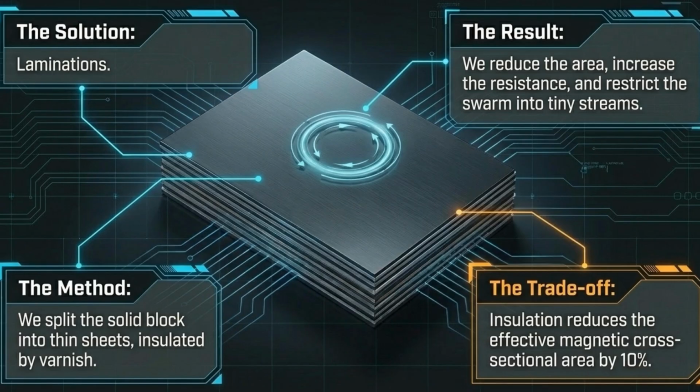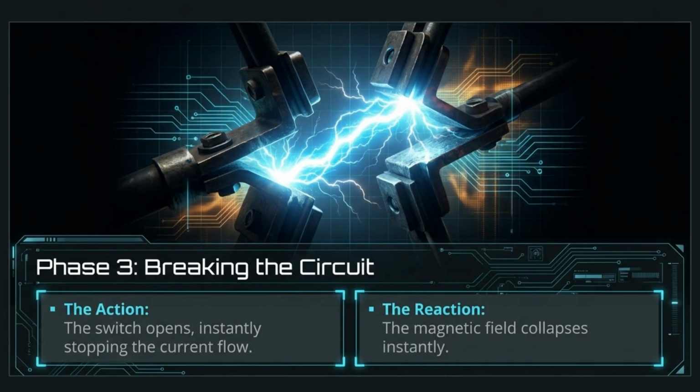To solve this, we use laminations. By splitting the solid block into thin, insulated sheets, we restrict the eddy current flow, though this does slightly reduce the effective magnetic cross-section. Phase 3 involves breaking the circuit.